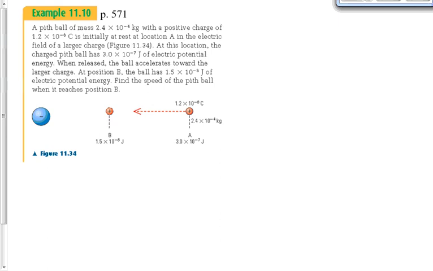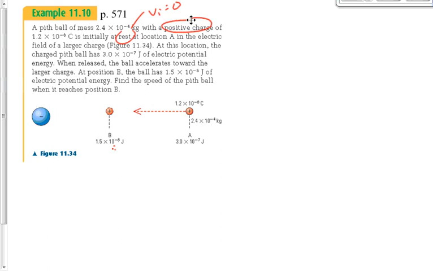Pith ball has a mass of 2.4 times 10 to the negative 4 kilograms. Talk about small mass. Has a positive charge of 1.2 times 10 to the minus 8 coulombs. It's initially at rest at location A in the electric field of a larger charge, down here in the diagram. At this location, the charged pith ball has 3 times 10 to the negative 7 joules of potential energy. As it accelerates, position B, it has this much potential energy. We want to find the speed of the pith ball when it reaches position B.